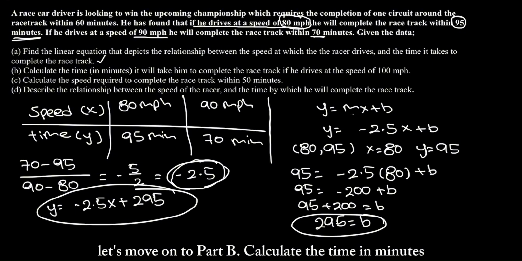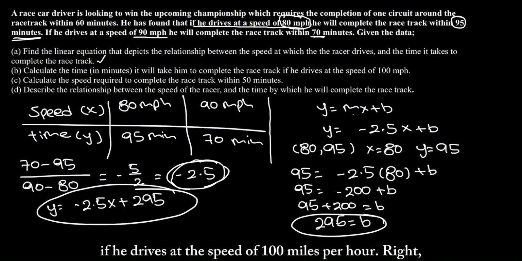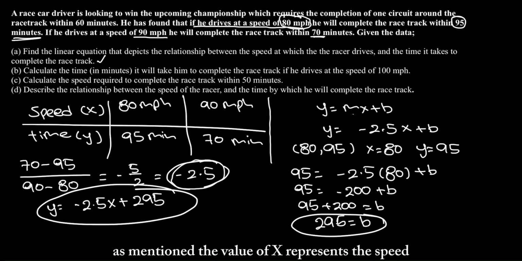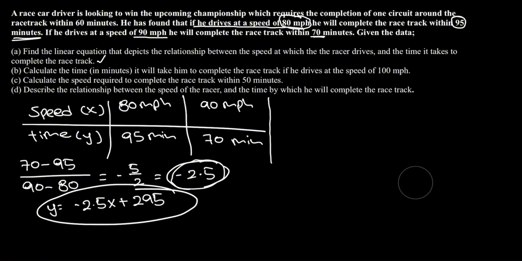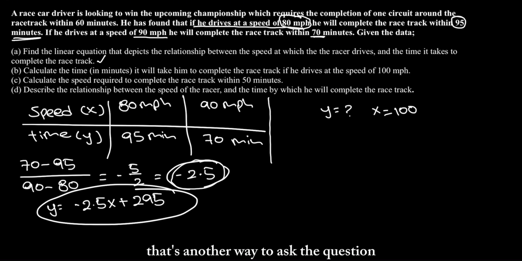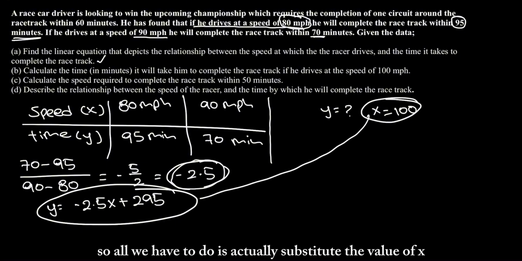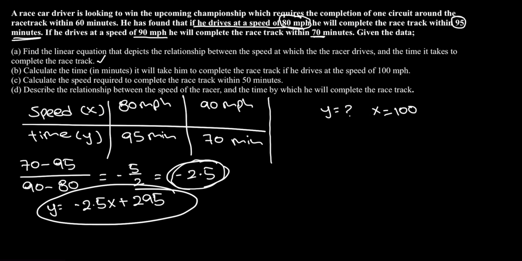Calculate the time in minutes it will take him to complete the racetrack if he drives at the speed of 100 miles per hour. Right. As mentioned, the value of x represents the speed. In other words, this question means, what would the value of y be when x is 100? That's another way to ask the question. So all we have to do is substitute the value of x, which is 100, into the linear equation that we have and solve for y.